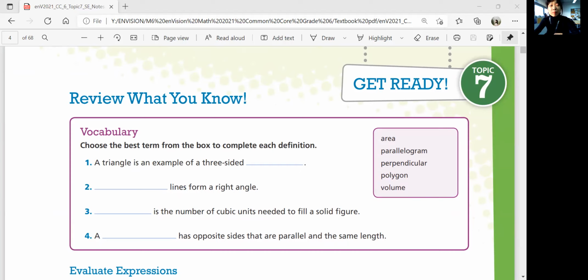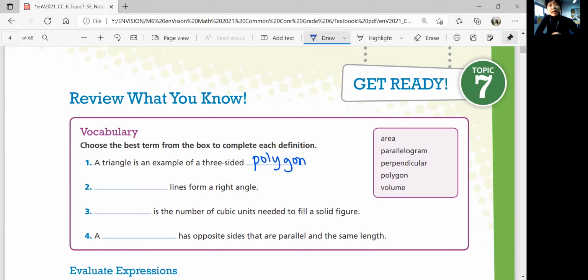Let's look at number 1. A triangle is an example of a 3-sided blank. What kind of blank is a triangle? Is it an area? Is it a parallelogram? Perpendicular? Polygon? It has to be a noun, right? A 3-sided something. It's a polygon. Polygon is any shape that's closed and has n number of sides.